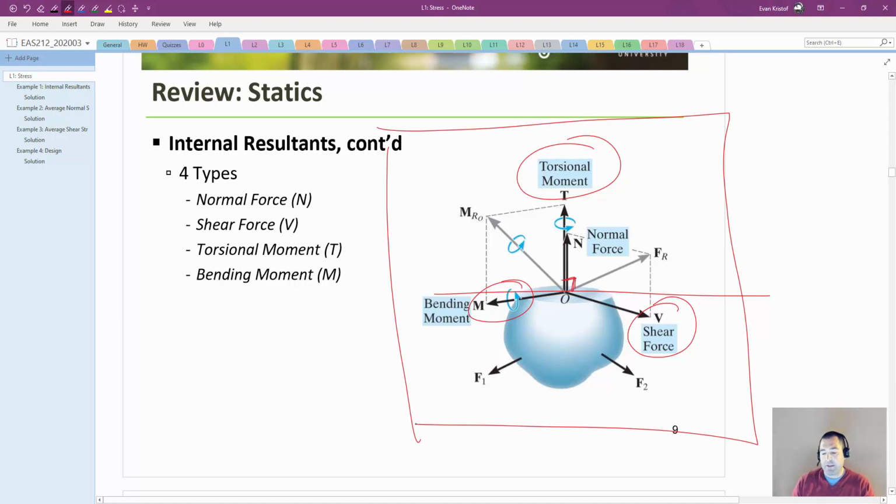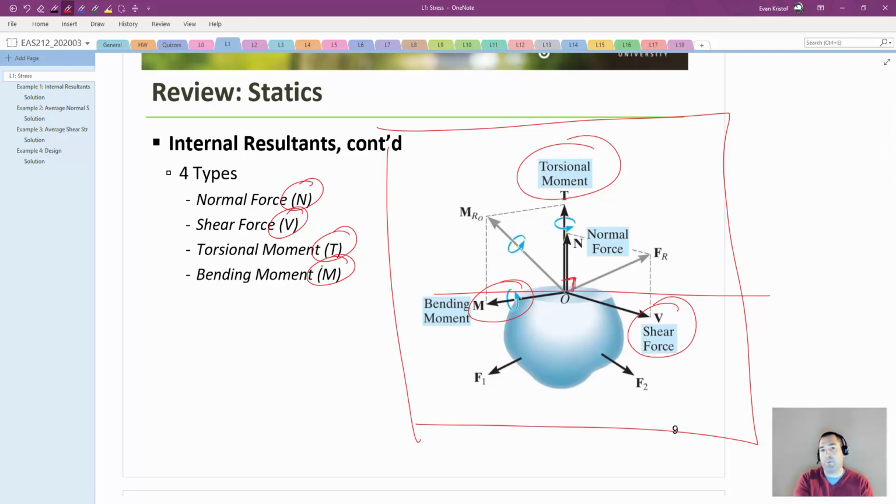Suffice to say, statics alone with this diagram right here, we could use statics and a basic free body diagram like this to be able to calculate the normal force, shear force, torsional moment, and bending moment acting on this section cut. And that calculation tells us N, V, T, and M are being transferred by that material where we've made that section cut.